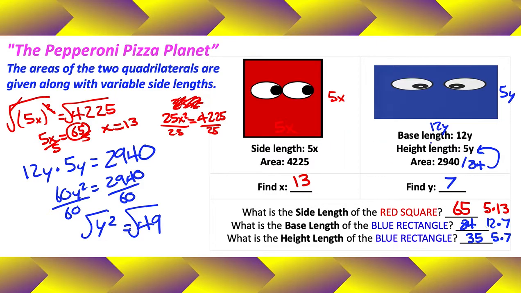So solve for x, solve for y, plug them back in to find the side length of the red square, and then the base and height length of the blue rectangle, and everybody wins.